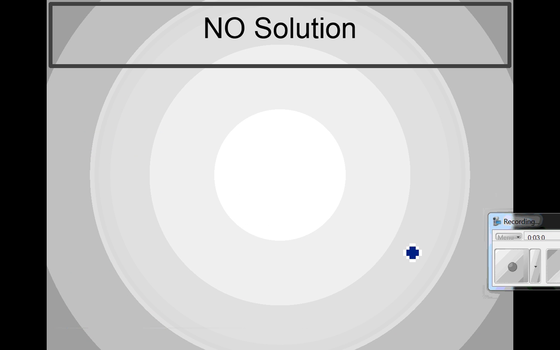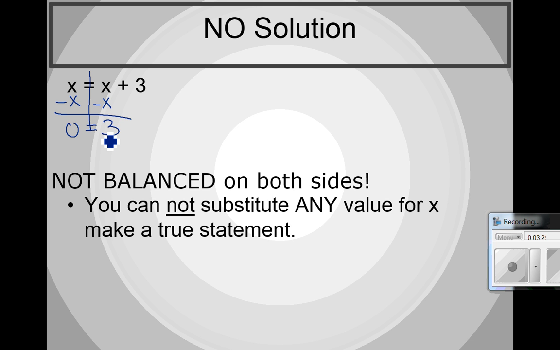The last example is no solution. So here we have x equals x plus 3. And you probably can already tell why it is no solution. But if we were to solve it, you could subtract x from both sides, and you'd end up with 0 equals 3 if you started to solve it. And that is not balanced on both sides. 0 does not equal 3, so we could even put a slash through that equal sign.